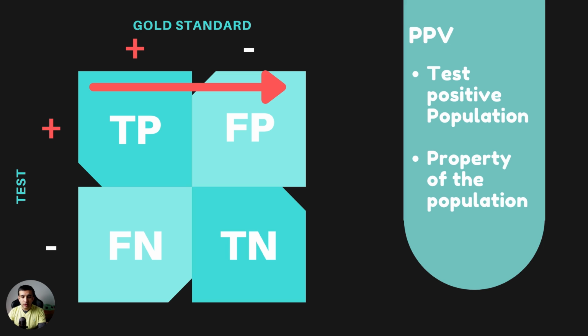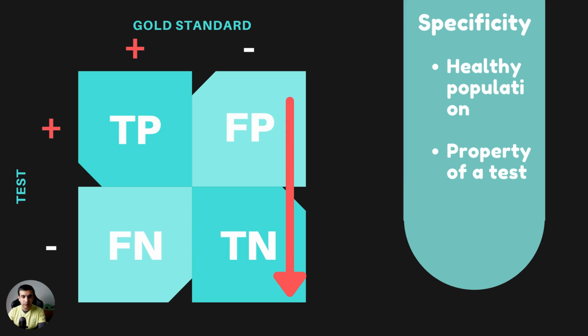Same goes for positive predictive value. The population was everyone that your test says is positive, so true positive and false positive. What is true there? The place where the gold standard and test align. So true positive divided by the sum of true positive and false positive.